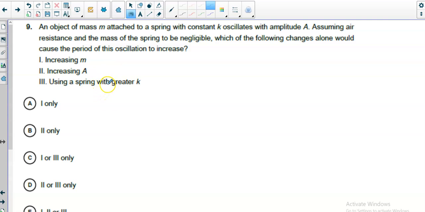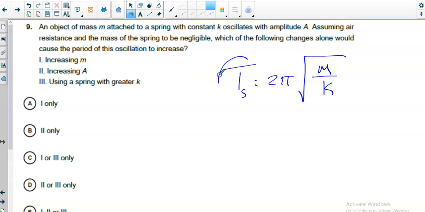An object of mass m attached to a spring with a spring constant k oscillates with amplitude a. Assuming air resistance and the mass of the spring are negligible, which of the following changes alone will cause the period of the oscillation to increase? So the period of oscillation for a spring is 2 pi square root m over k. So if we want this to be larger, we're either going to make the mass larger or k smaller. Those are our options. Amplitude won't make any difference whatsoever.